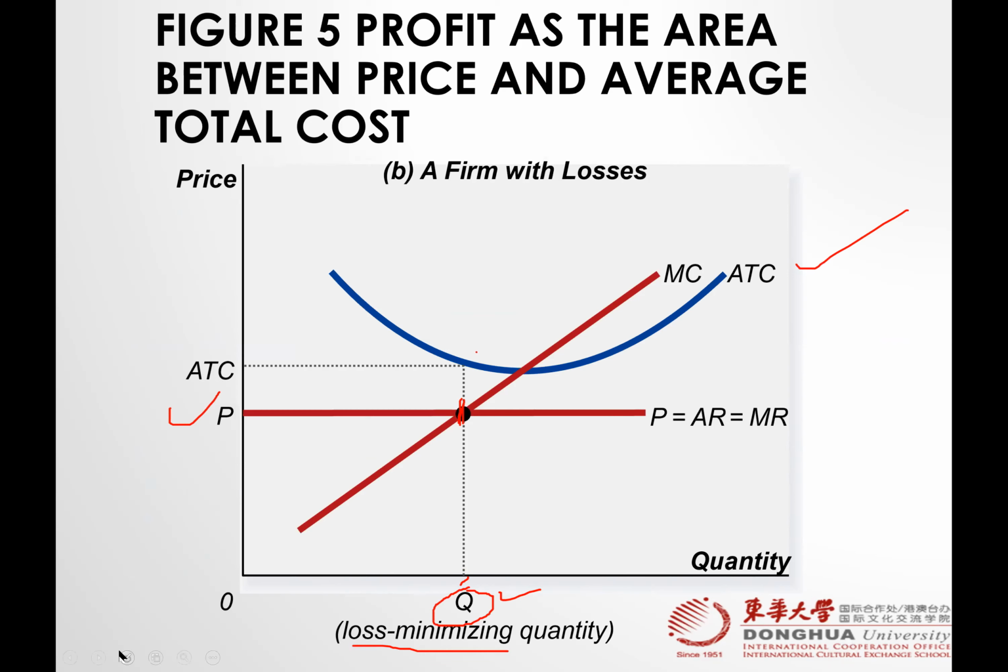So how much is the loss here? You see this triangle. By producing this quantity, this much is the cost. And the quantity is on the graph here. So the price is going to be here, which is on the graph like this. That would be a loss situation.